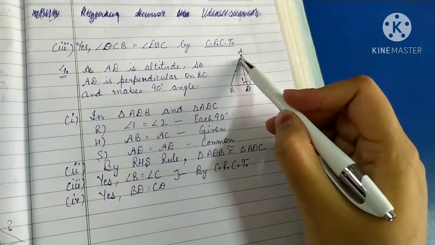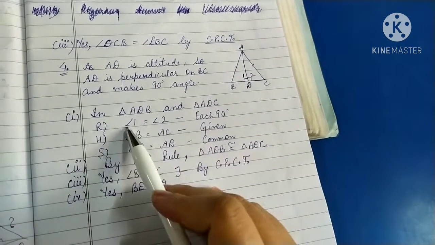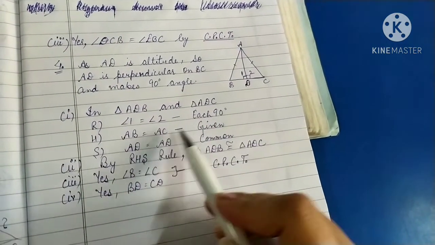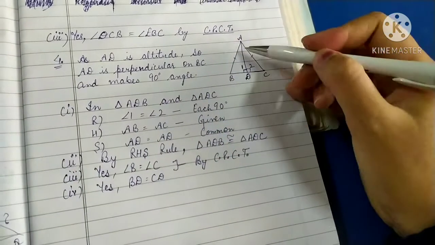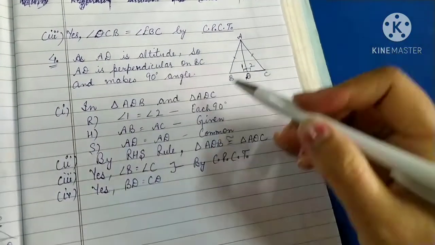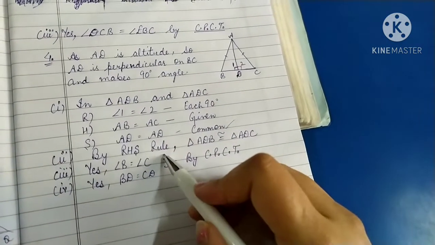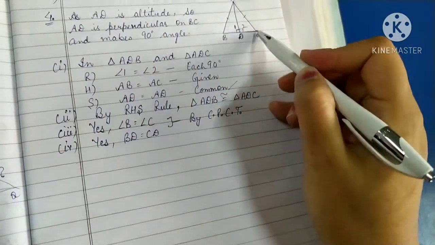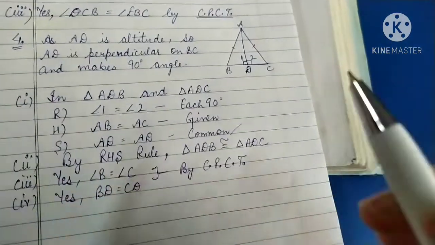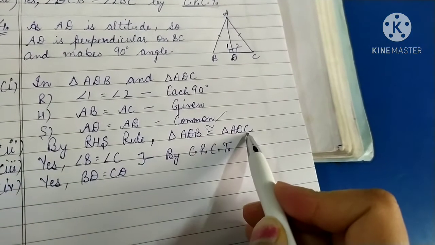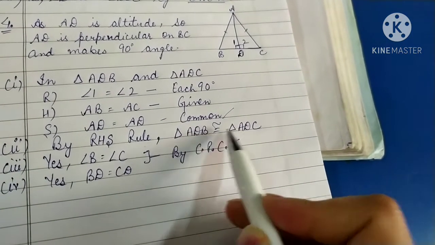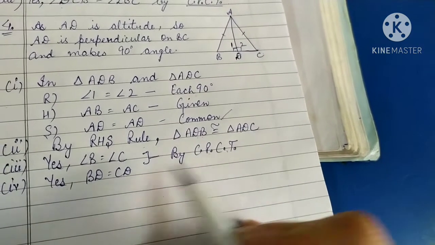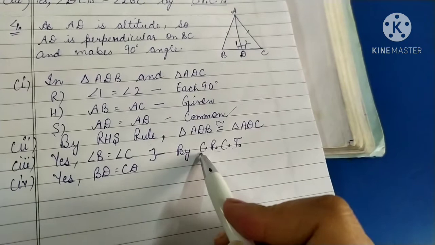Taking the two triangles, ADB and ADC, angle 1 is equal to angle 2, each 90 degree, AB is equal to AC already given. Now which side will we take? This one, the center one, AD, which is common in both of the triangles. So AD common. By RHS rule, triangles are congruent, and then we'll write whatever they have asked us. They have asked whether angle B is equal to C or BD is equal to CD. You can see from the names here. B and C are at the same position, corresponding parts. DB and DC are at the same position, corresponding parts. So it means yes, these are equal by CPCT.